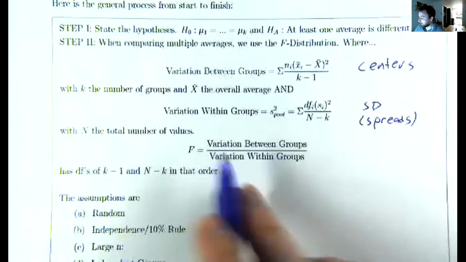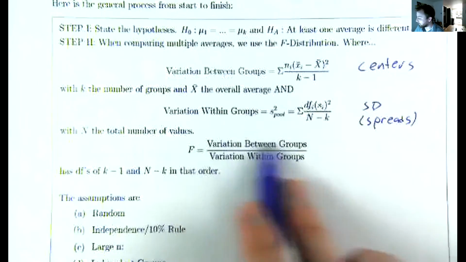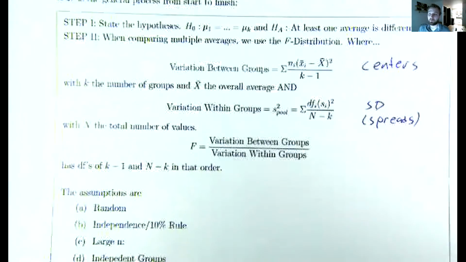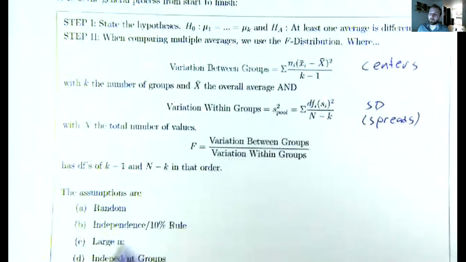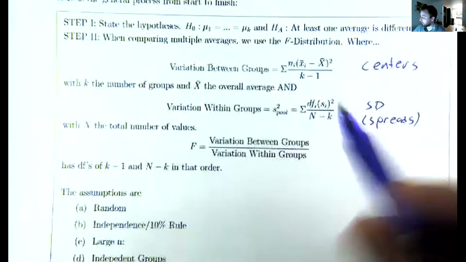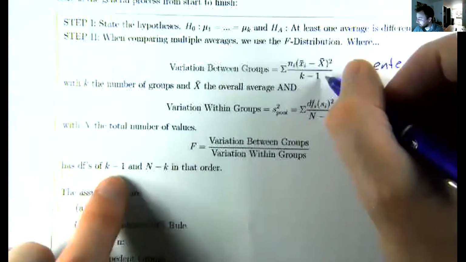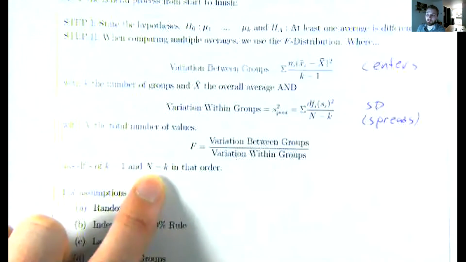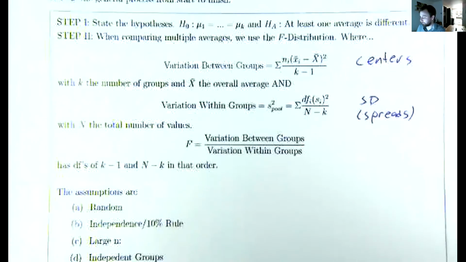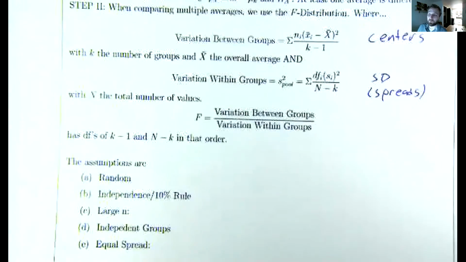We calculate our F ratio by dividing the variation between by the variation within. I don't know if this is going to help you, but it helps me, so I'm just going to share it. This "within" looks like it's stuck within the fraction, so I remember the within is on the bottom because it's kind of stuck there. These have degrees of freedom. The degrees of freedom live in the denominator: k minus 1 and capital N minus k, in that order.